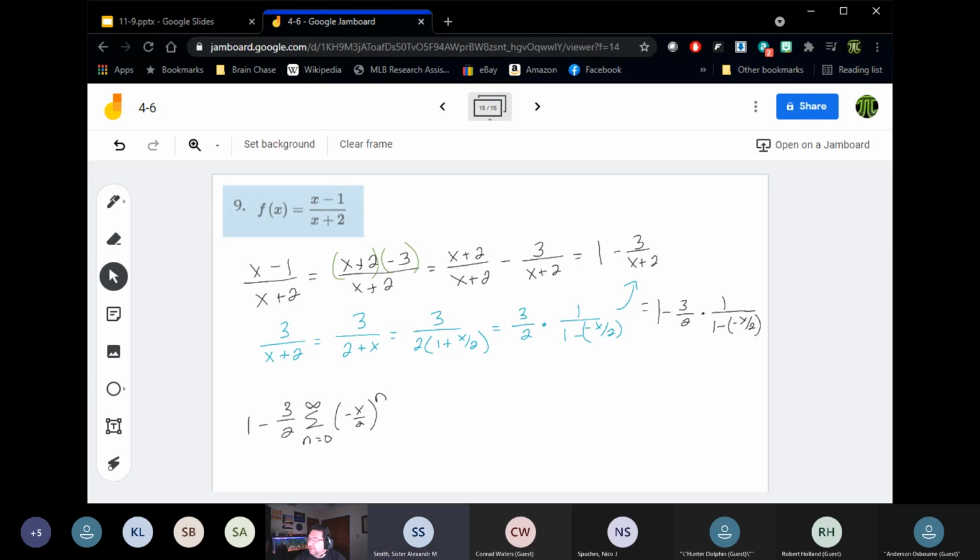Why can you move the 1 out front when it's not multiplied? Remember, one of the things in series, you can split up series with a subtraction. So in essence, it's the series of n goes from 0 to infinity of 1, which is just 1. So that's how I can pull that out, because constants can come out in front.